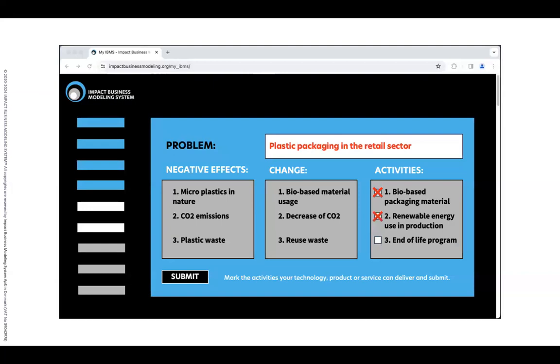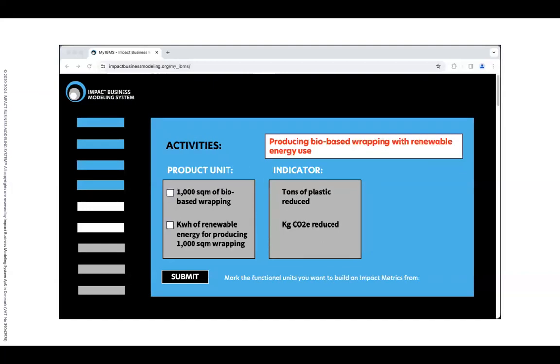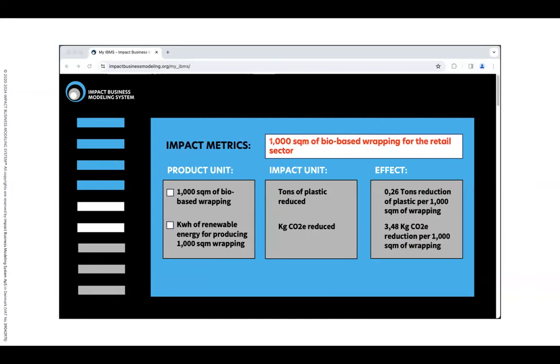The startup considers what they can do. Now they receive a specific proposal of product units and how they can measure that. They choose what to execute on. In the end, they get metrics so they know exactly what they will improve and how it's quantified. In this case, producing 1,000 square meters of bio-based wrapping will reduce 0.26 tons of plastic and 3.48 kilos of CO2 emissions. This is the core in our IBMS platform and the technology we will develop with support from InnoBooster.